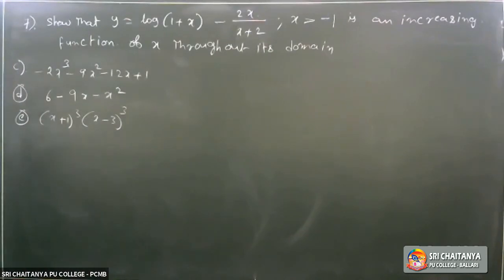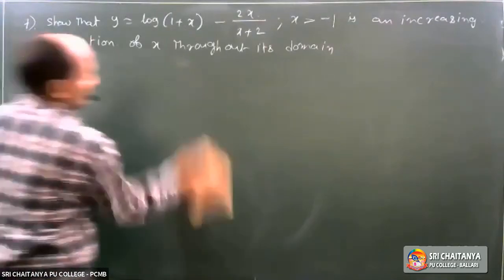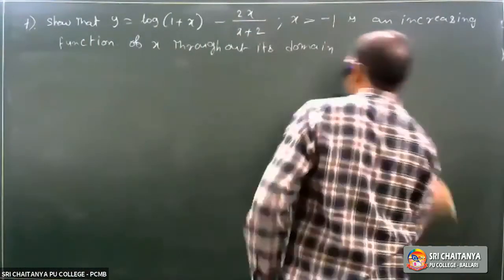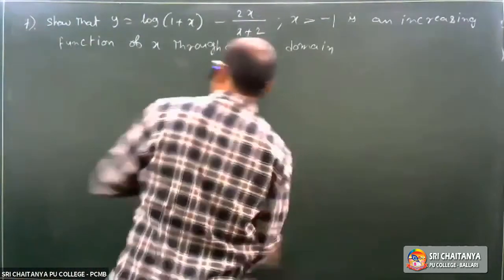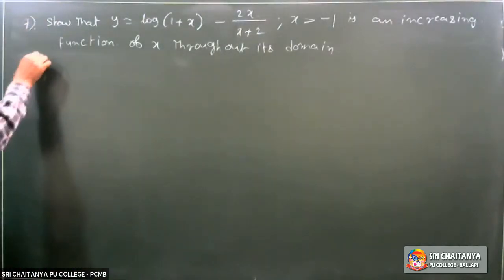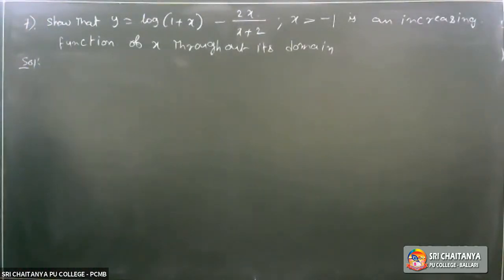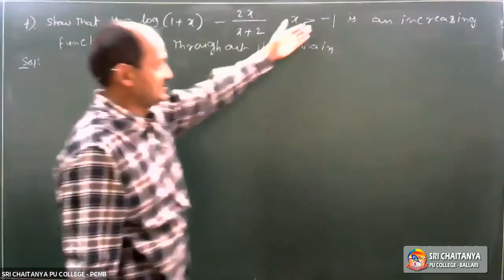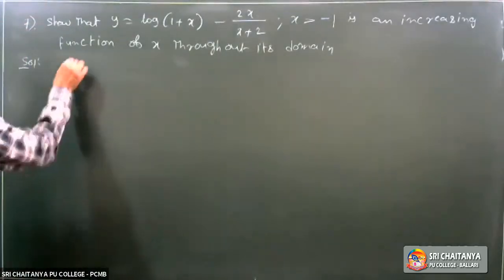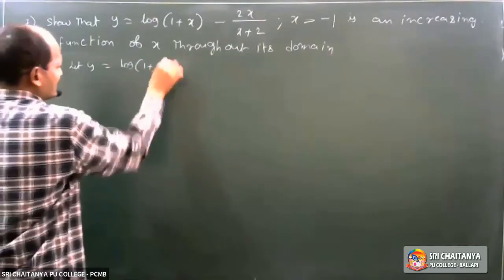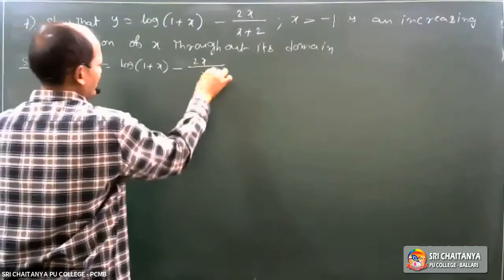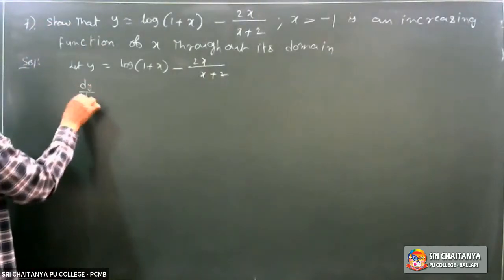So the function y is equal to log of 1 plus x minus 2x divided by 2 plus x, where x is greater than minus 1, is an increasing function of x throughout its domain. Clearly, we have to show that it is an increasing function for all x greater than minus 1, throughout its domain. Given y is equal to log of 1 plus x minus 2x divided by x plus 2.